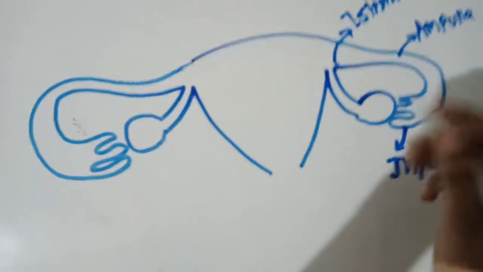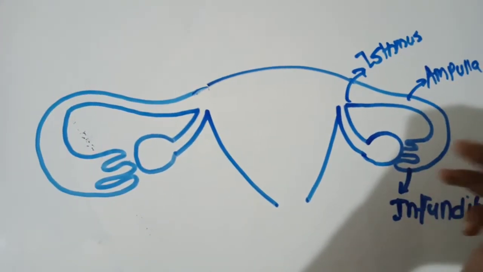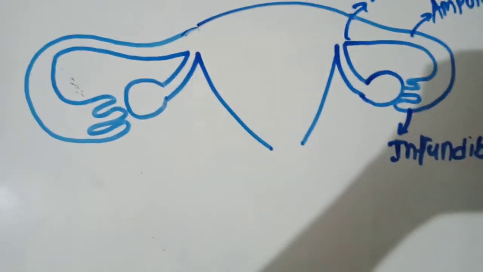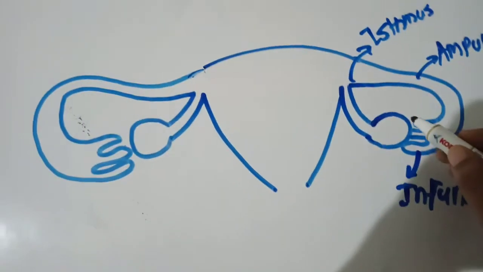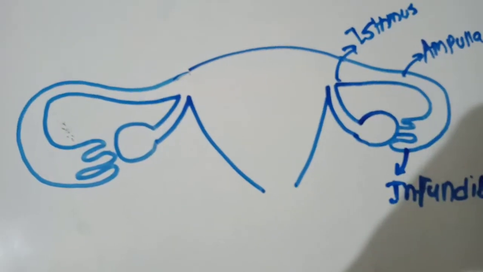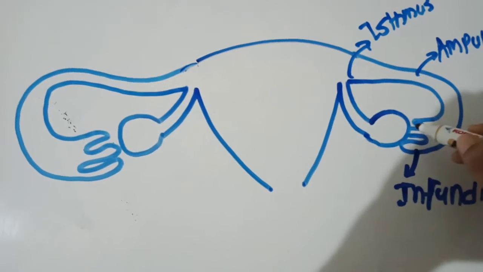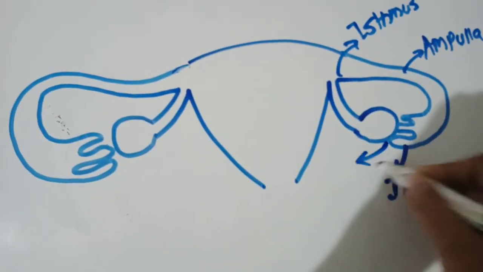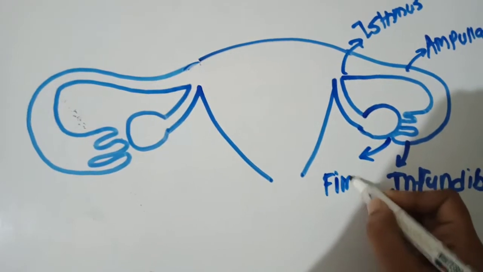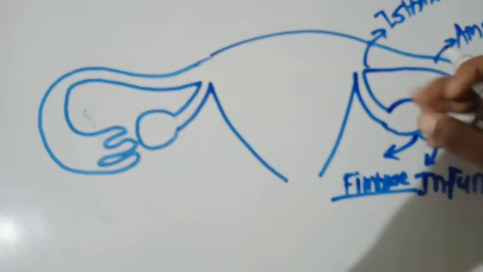Now the ovary is an almond-shaped organ, 3 centimeters in length, 1 centimeter thick, and 1.5 centimeters in breadth. The ovary is the organ which produces an egg every month. When the egg gets discharged, it is received by the finger-like projections. The finger-like projections are called fimbriae. So the egg is received by the fimbriae.